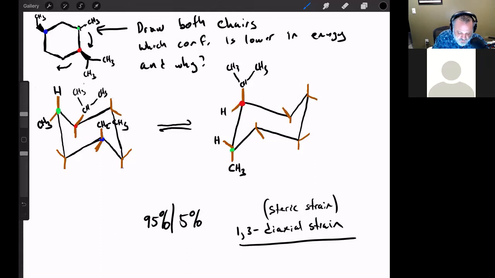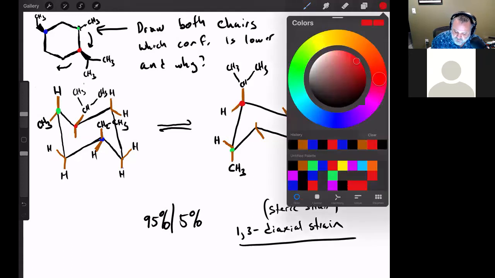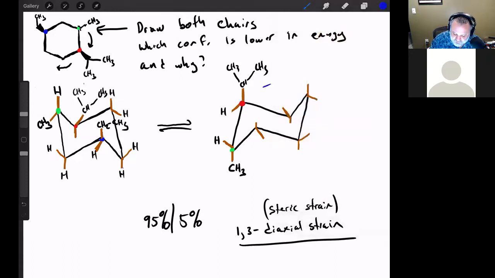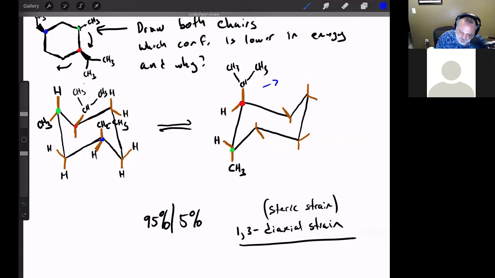And now that I've drawn that, I'm going to come back and fill in all the rest of the hydrogens. That way I've got a complete picture for my reader. Now let's do the same thing on the other structure. I want to go 3 spaces around the ring, starting from the red atom in the clockwise direction. So which atom is that going to be? 3 spaces around the ring in the clockwise direction.